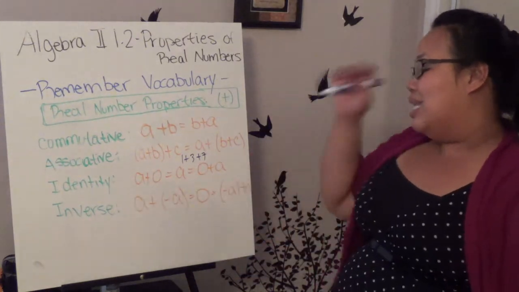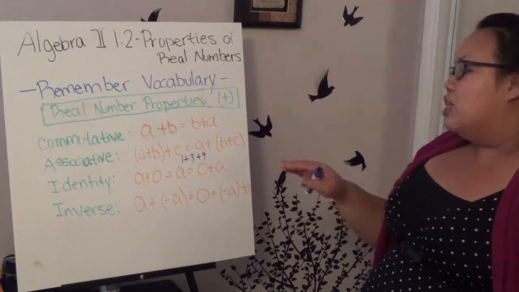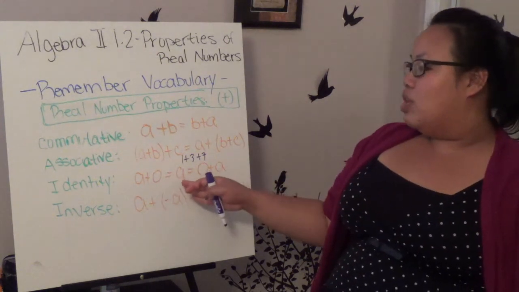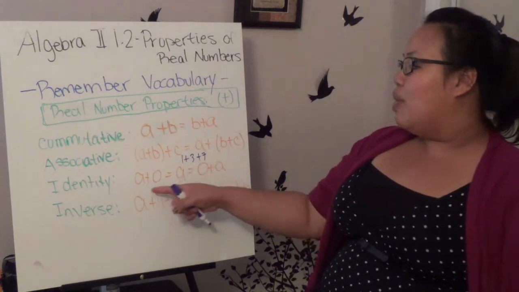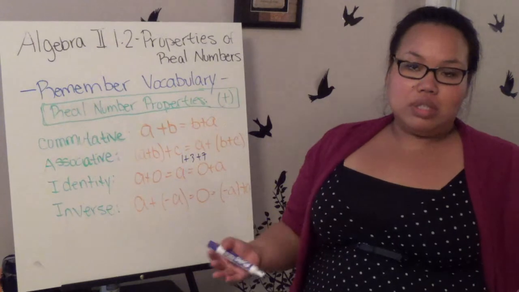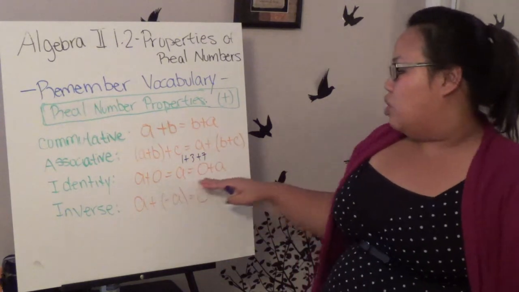The next one is identity. The identity property is basically very similar. It's basically anything that you add to 0 will give you the number. So identity means if you add 0 to any number, it'll still give you the original number. Yes, 7 plus 0 is still 7, 8 plus 0 is still 8, and so on and so forth.